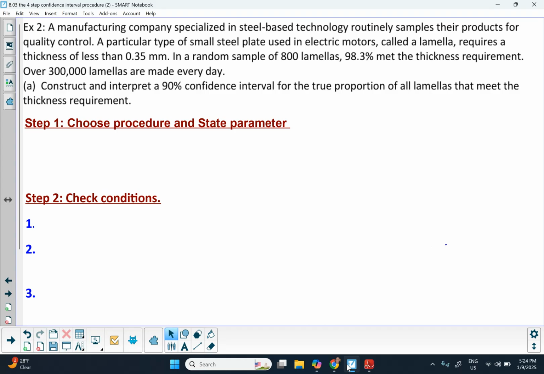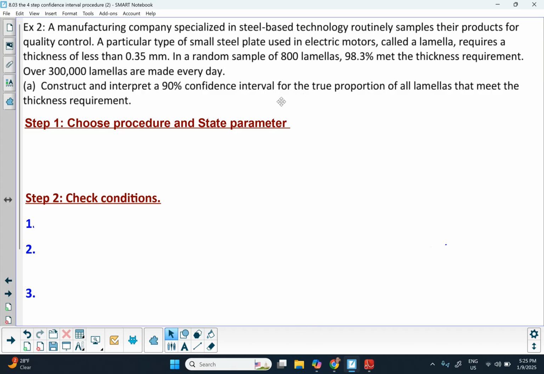And generally with confidence intervals, they're going to tell you to construct one. So you're not really guessing which inference procedure. However, sometimes the problems will tell you if it's a proportion, and sometimes they'll tell you if it's a mean. In this case, they told you it was a proportion.